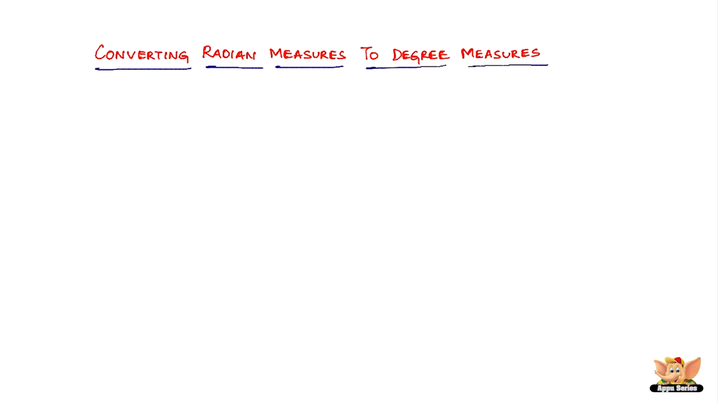In this video, let us look into converting radian measures to degree measures. Basically, we'll have a couple of 3 to 4 radian measures of angles, and we have to convert them to the degree measures, which is what we are going to do in this video. So let us look into one of the examples.